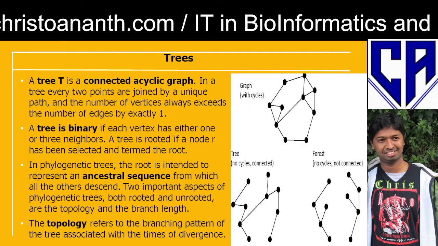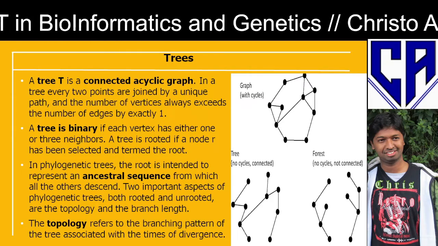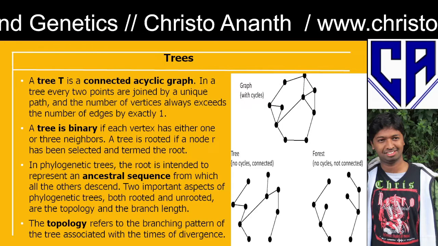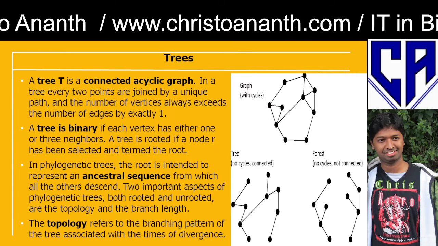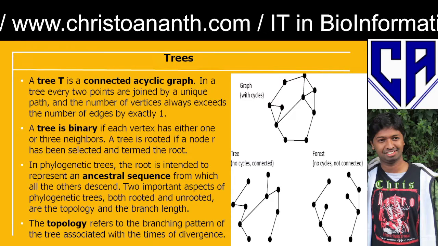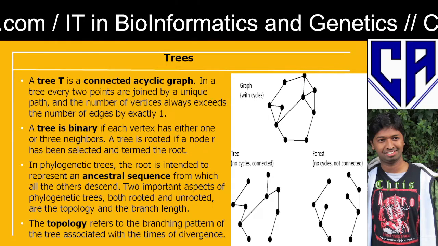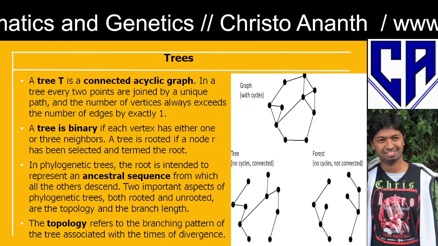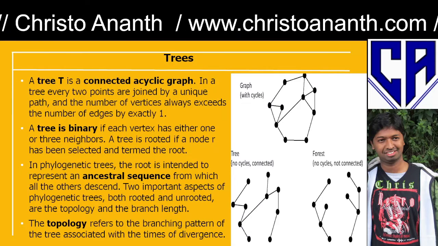So a tree is said to be binary if each vertex has either one or three neighbors. A tree is rooted if a node has been selected and termed the root. So we will have connected trees, or maybe a tree with no cycles but connected. Similarly, you can have a forest where the components are connected only within themselves. It is not connected as a whole.